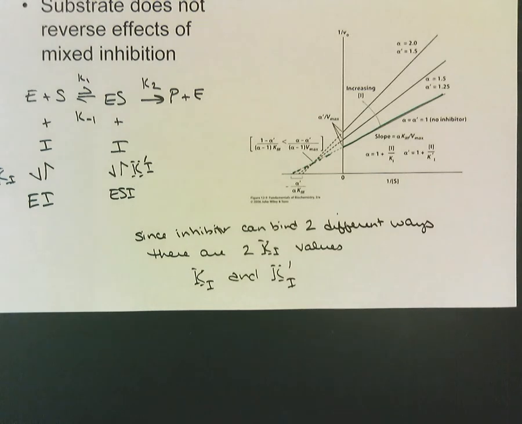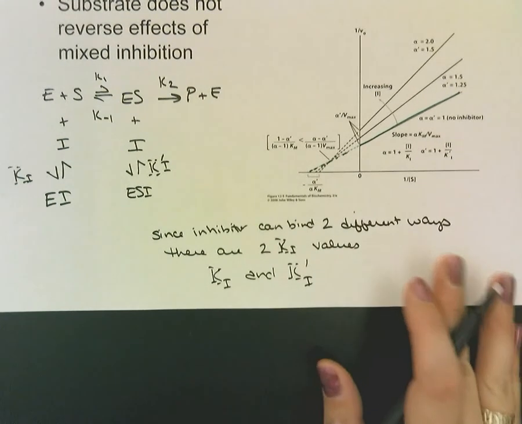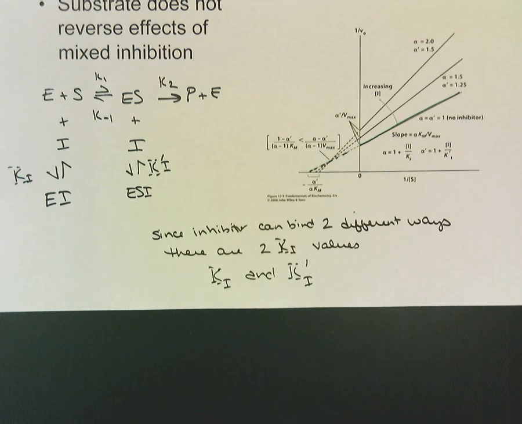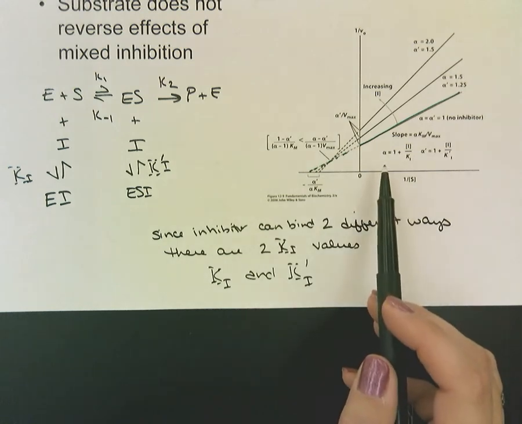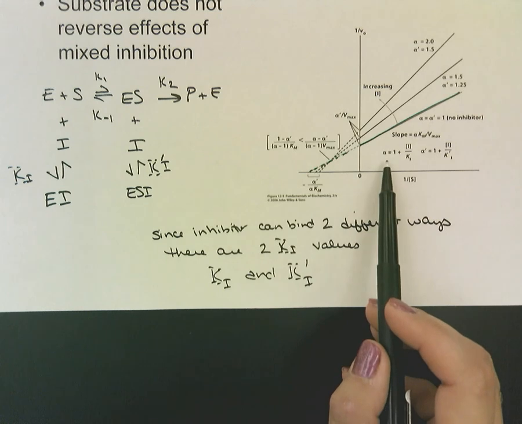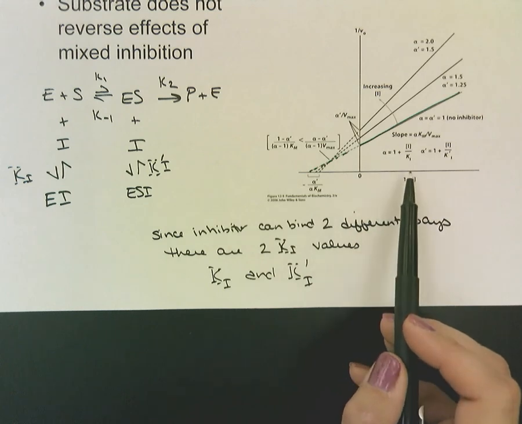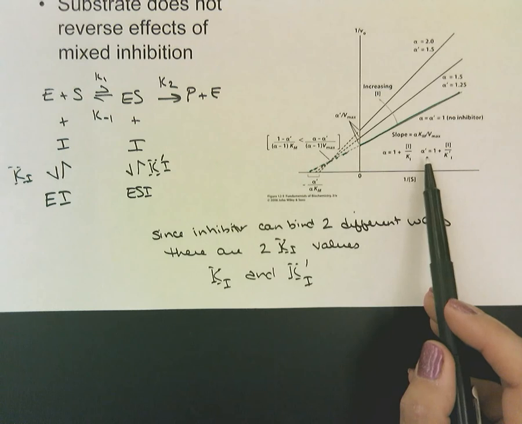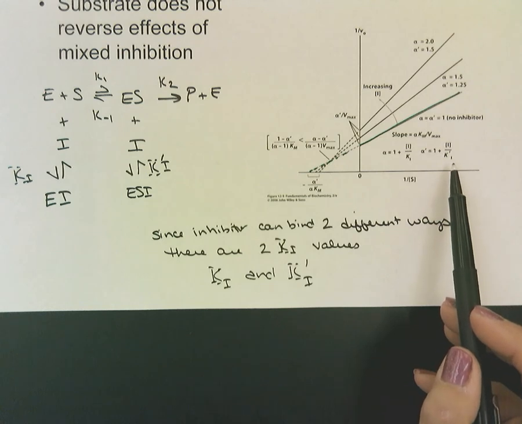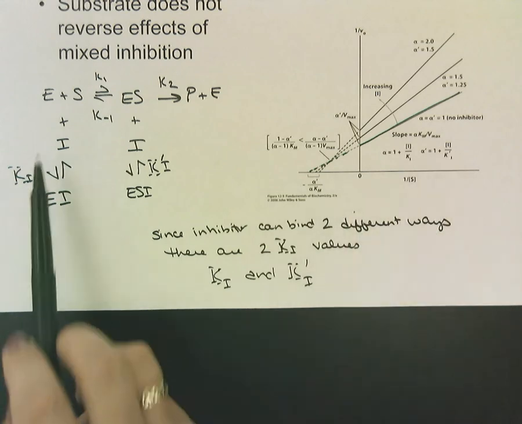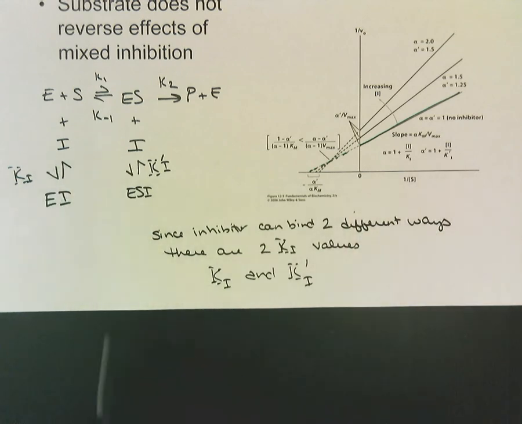So since the inhibitor can bind in two different ways, we have to have two different Ki values. And then each Ki value has its own alpha that's affiliated with it, which is inside your figure. You can have alpha, which is related to Ki, or you can have alpha prime, which is related to Ki prime, because the alpha is a measure of how well that inhibitor is binding, so you have to have two different alphas because it can bind either here or here.